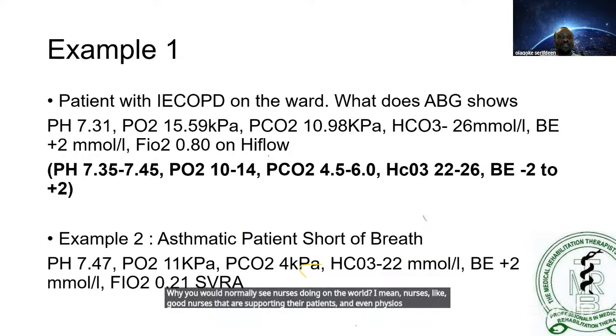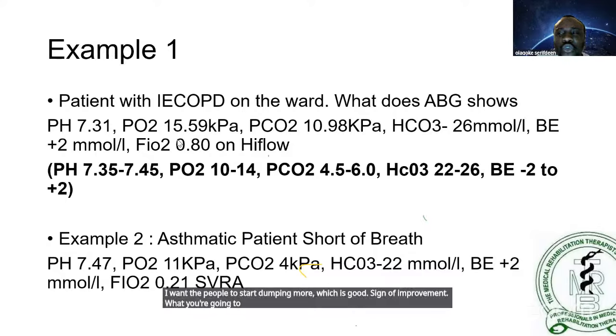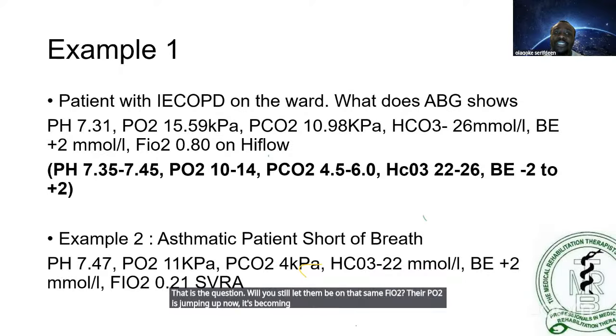Now, let's say when I go to the bedside, the nurses have just printed the ABG and gave it to you. What you should be doing is, once their PO2 starts jumping up, which is a good sign of improvement, what are you going to do with the FiO2? Will you still leave it there? That is the question. Their PO2 is jumping up now, it's becoming better. Will you still leave them on 80%?